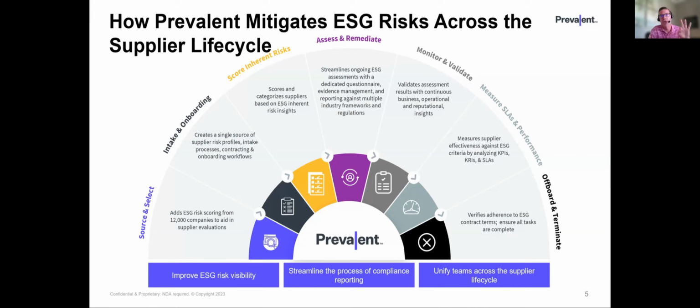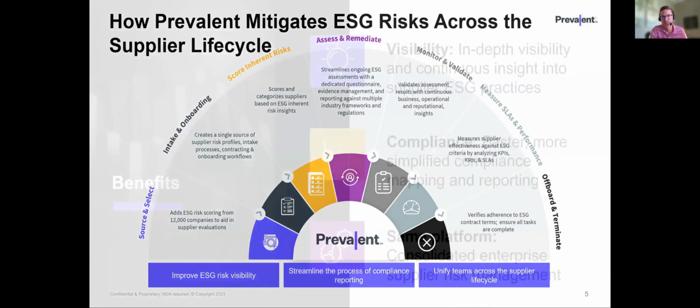Again, at the end of the day, we're trying to accomplish three things for you from an ESG perspective: give you better visibility into the ESG policies, actions, processes, and whatever amongst your third-party vendor and supplier base, get you some streamlined capability to report on the compliance requirements globally that you have to meet, and then get everybody singing from the same hymnal, unifying teams across the supplier lifecycle, regardless of what type of assessment or risk type you're trying to manage.